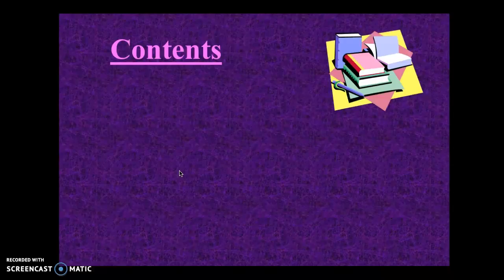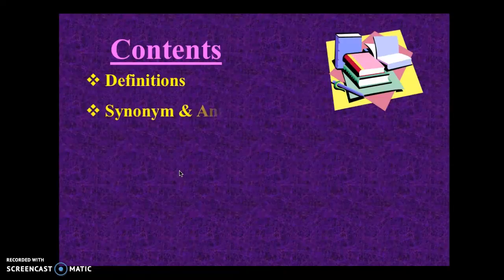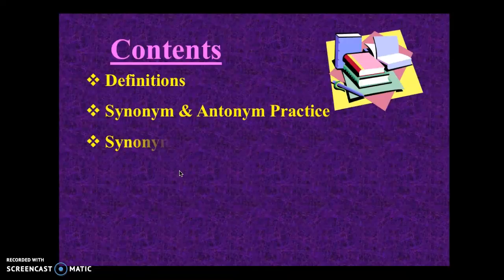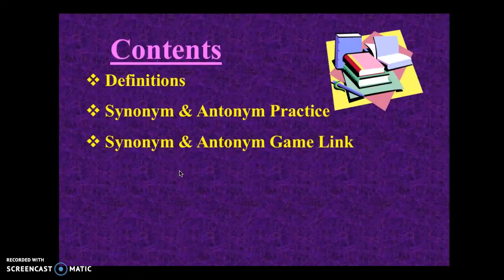So this is the contents of the PowerPoint. It's going to have definitions, synonym and antonym practice, so it'll have a few quiz questions in there. Synonym and antonym game links, so there will be a game link to synonyms and a game link to antonyms. We're not going to get the chance to play the games because of time, but there are links on there, and I'll probably include the links in my description as well to these games that you can play in your own time if you'd like.